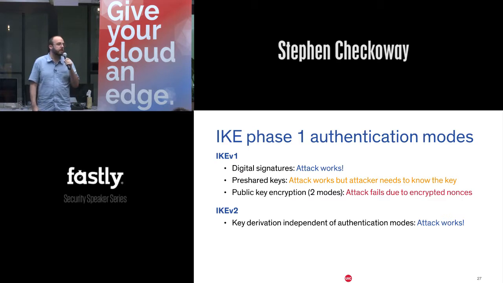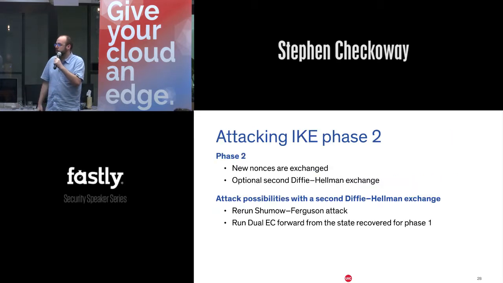So that's phase 1. So we have to, unfortunately, attack phase 1 and then attack phase 2. But once we've got phase 1, this is actually pretty easy. Some new nonces are going to be exchanged, and there'll be an optional Diffie-Hellman exchange. And your options here are either rerun the attack or just run the dual EC generator forward until you see the new value that matches the public key.